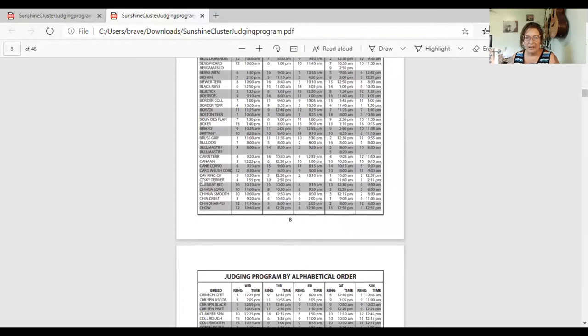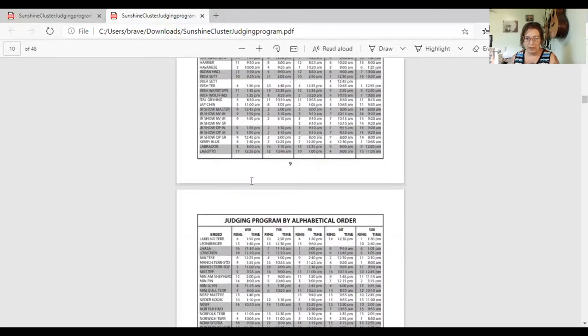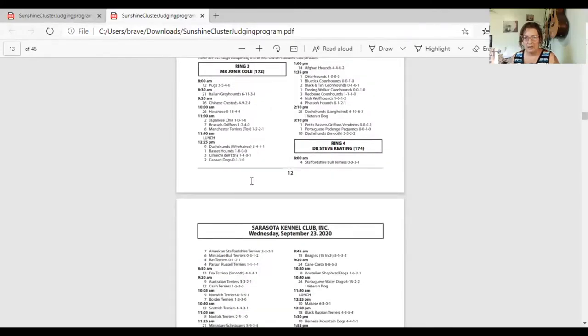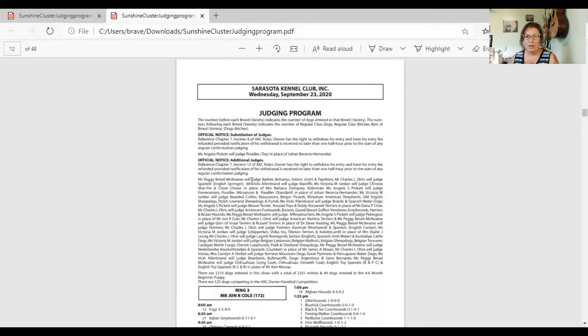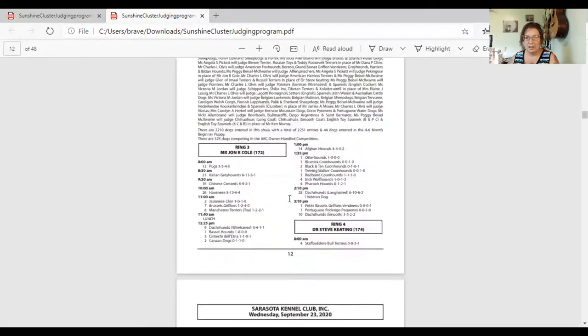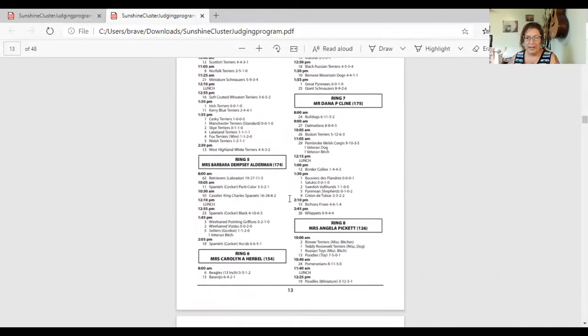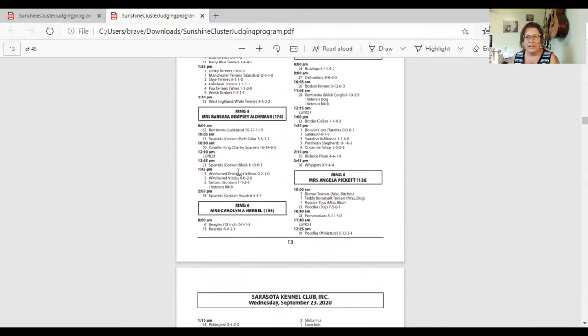So let's go down to Cavaliers. They're right here. Let's look for Wednesday. They're going to be in ring 5 at 10:30 a.m. Now we're going to go down here and look for ring 5 for Wednesday. This is Wednesday. There's ring 4, and there's ring 5 right here. So we see that Cavaliers start at 10:30. They're the first breed going in, so that means they truly are going to be going in at 10:30.